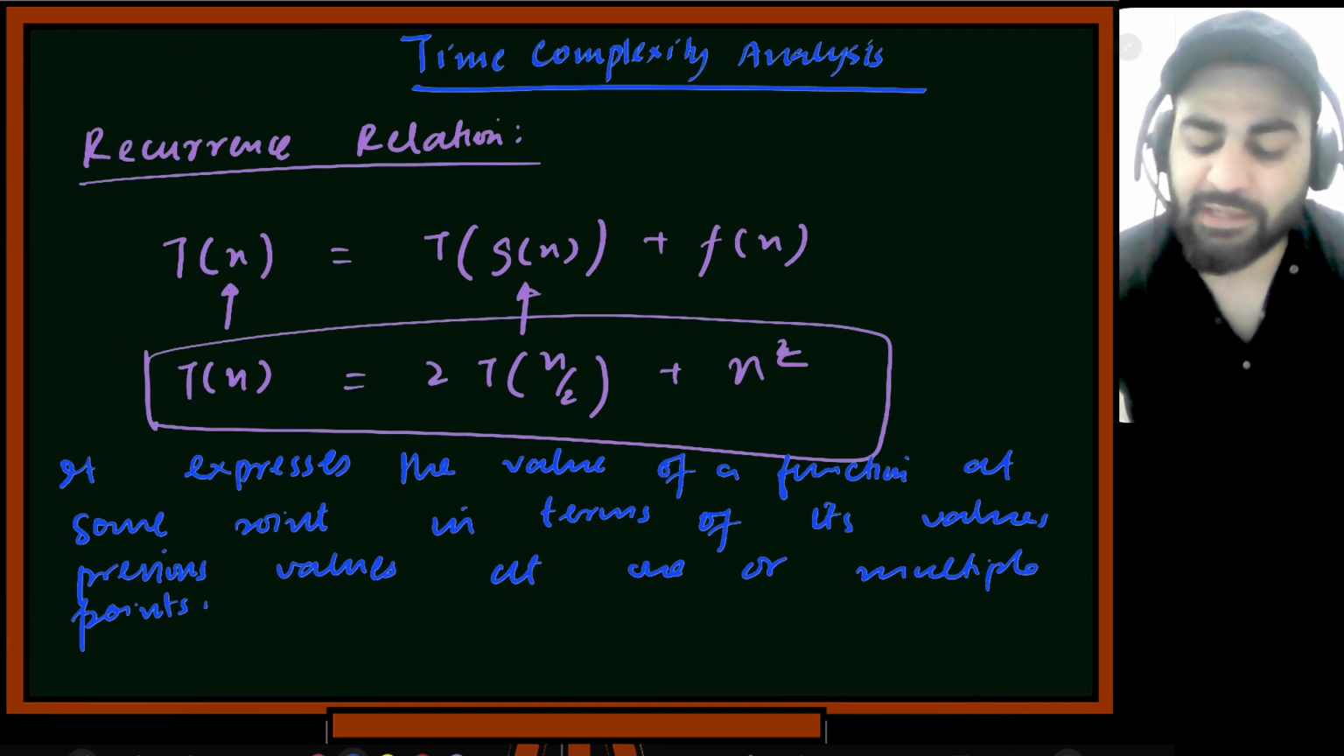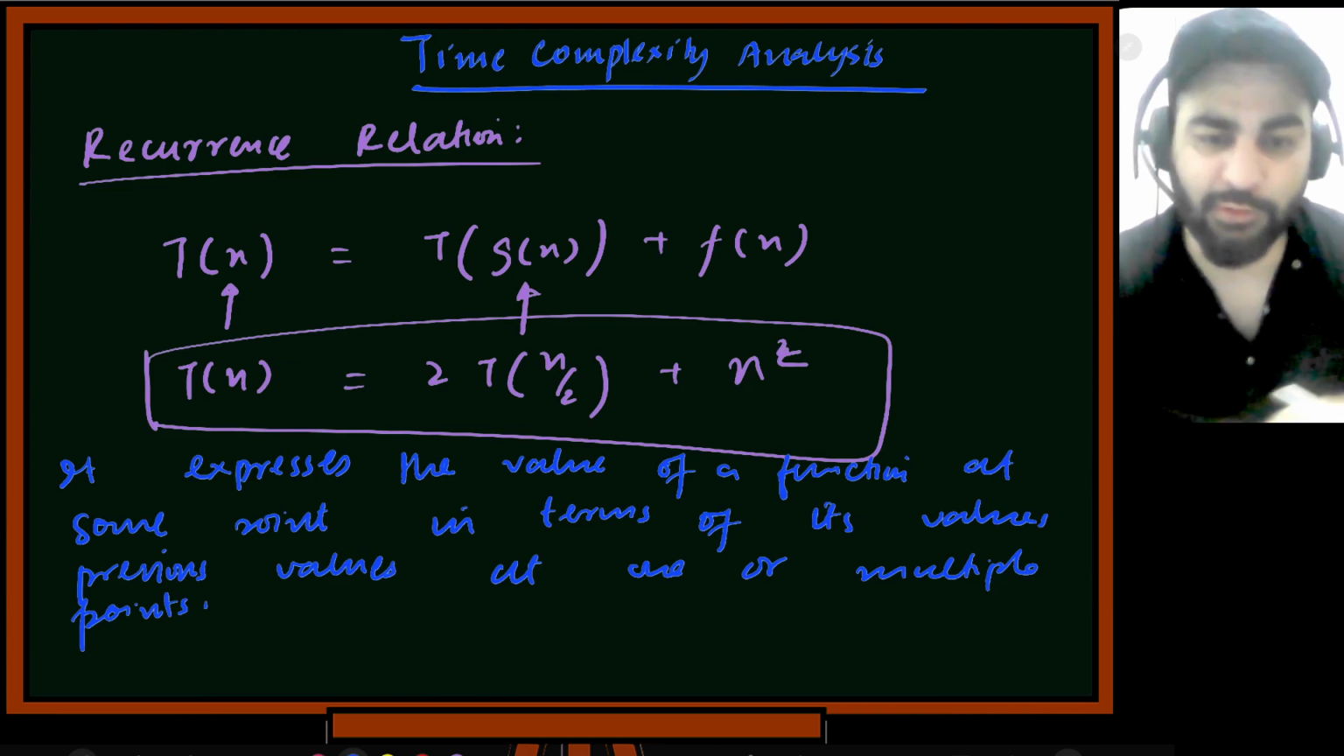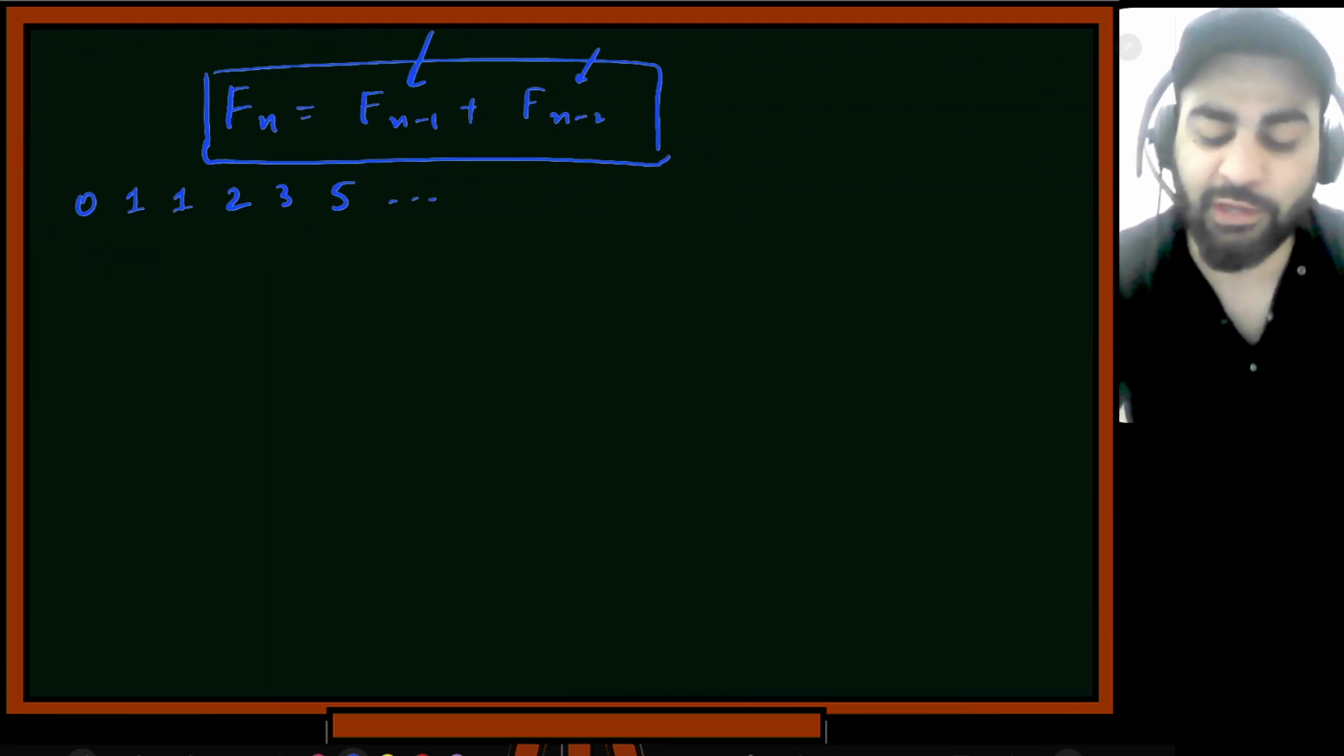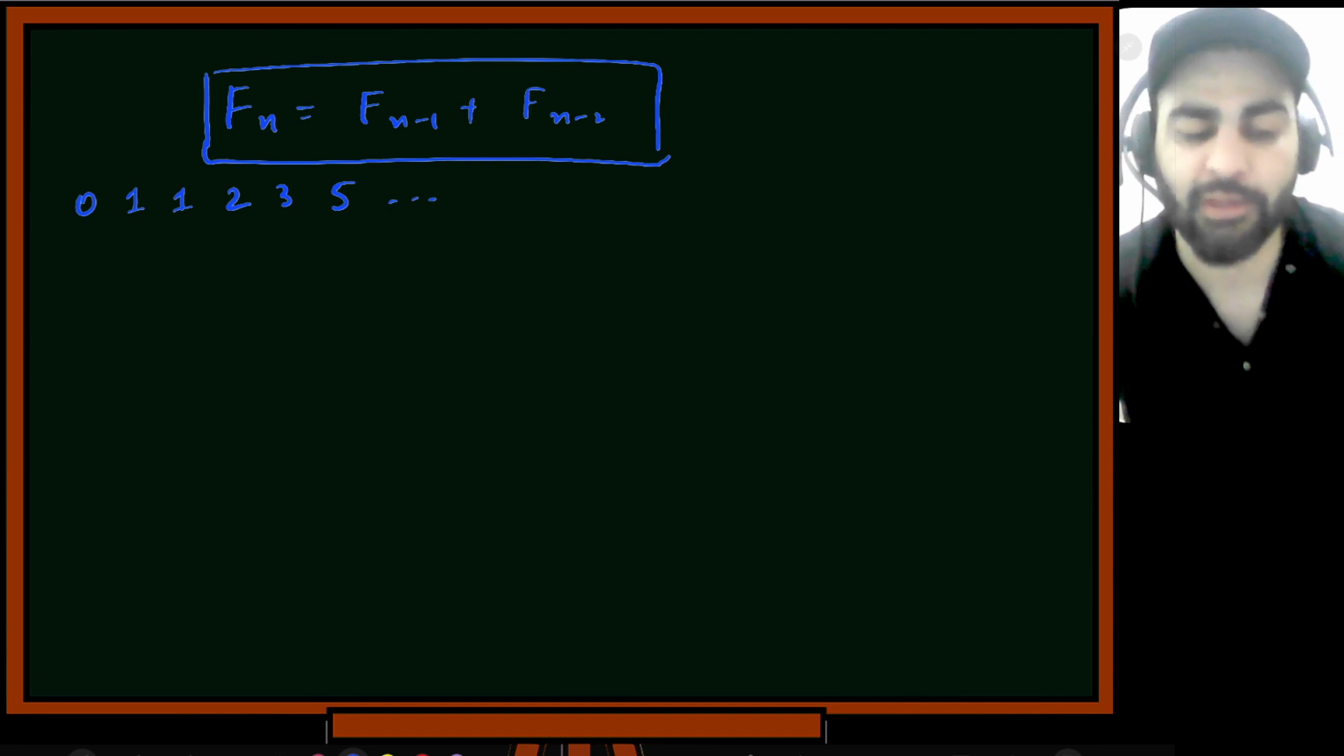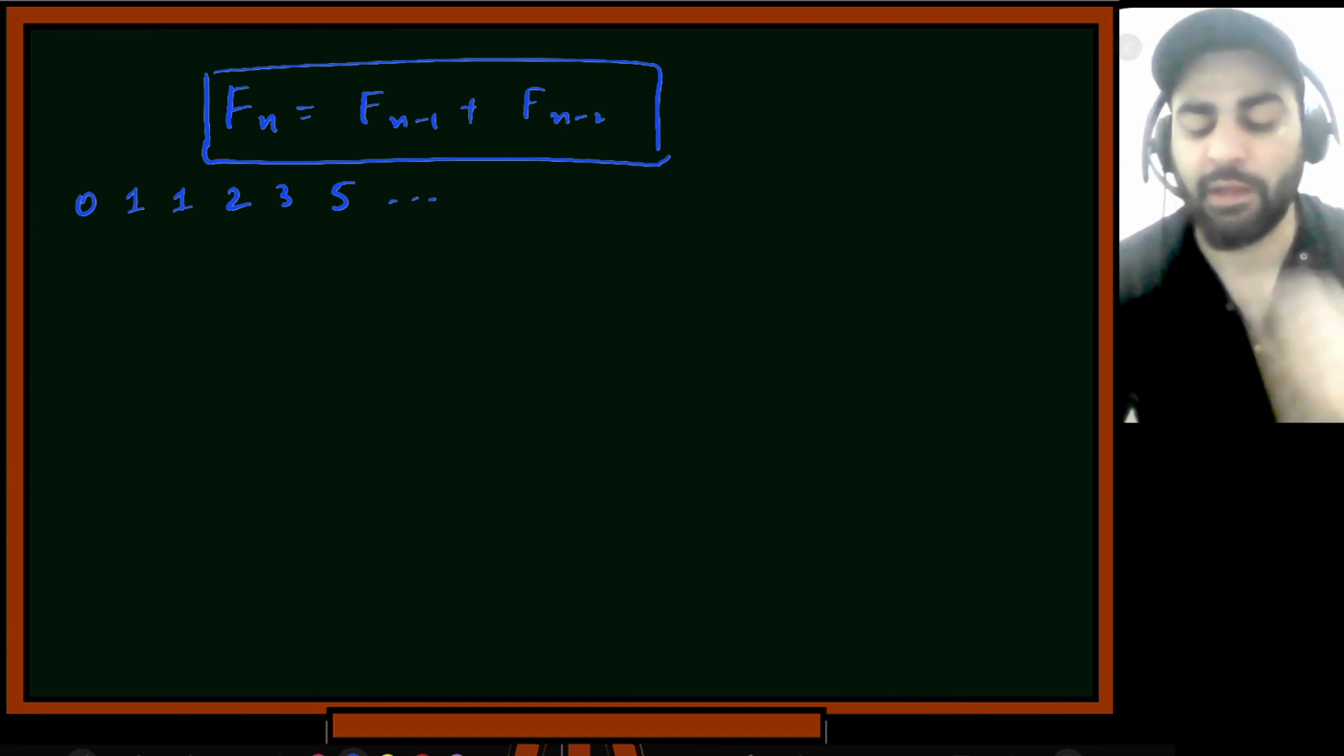So how do they express it? They express it in terms of the previous values. So previous values at one or multiple points. Here we have 2 points, but it can be even 1 point only. I just gave you one example of the Fibonacci series.